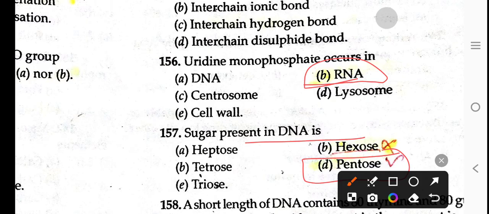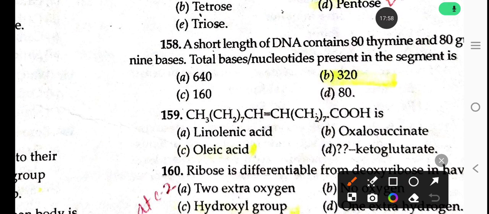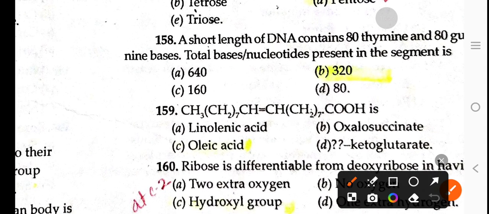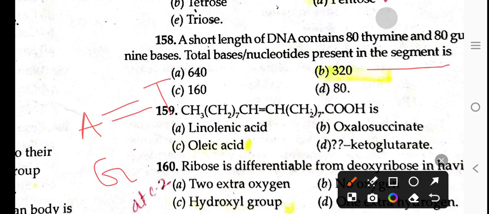RNA contains ribose, whereas DNA consists of deoxyribose. Both of these are pentose type of sugars having 5 carbon atoms. A short length of DNA contains 80 thymine and 80 guanine bases. Total bases or nucleotides present in the segment is, we know that adenine always pairs with thymine and G with cytosine in case of DNA. So purine will always be equal to pyrimidine. The ratio of purine and pyrimidine is always equal.